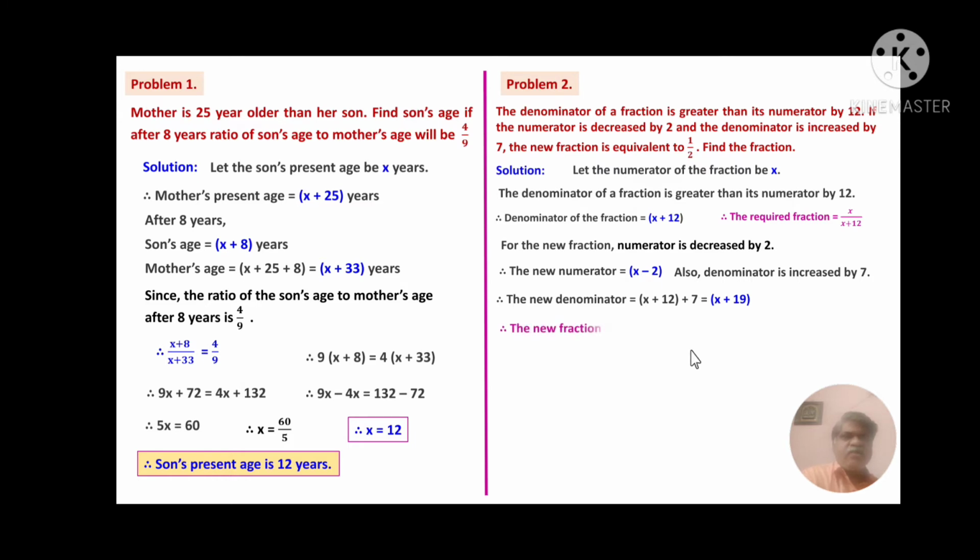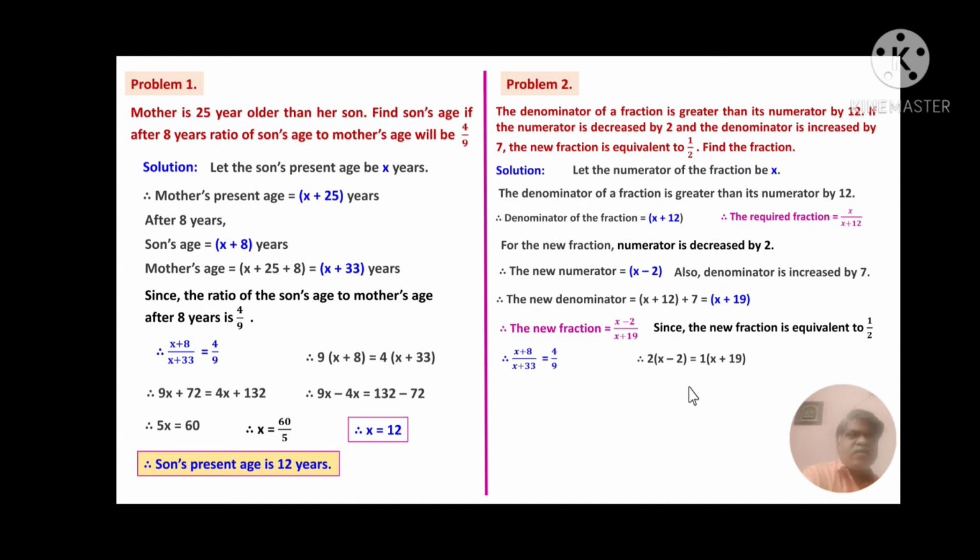The new fraction value is (x minus 2) divided by (x plus 19). Since the new fraction is equal to 4 upon 9, this is what we have to calculate. Here, whatever fraction is given is the original one, but the new one is (x minus 2) divided by (x plus 19). So, we have to equate (x minus 2) divided by (x plus 19) to 4 upon 9.